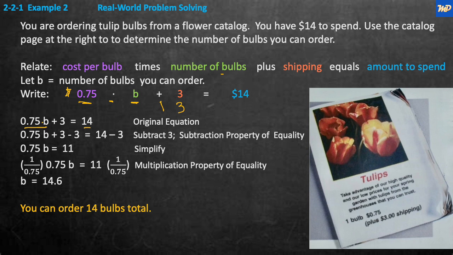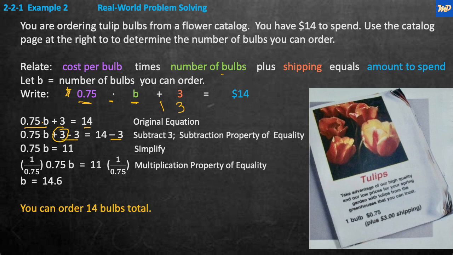So 0.75 times B plus 3, minus 3. We've done that a number of times. And a negative 3 over here on the other side. We have a negative 3 on both sides to get rid of this positive 3 right here. We have to get rid of that. So now we have $0.75 or 75 cents per bulb, and we have $11 left.